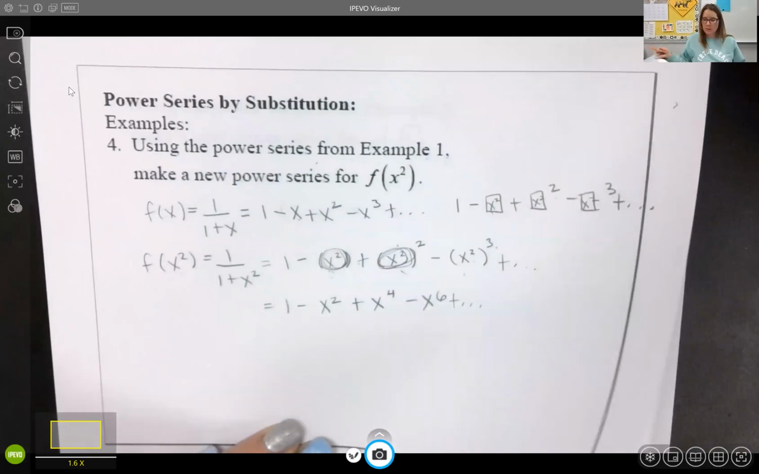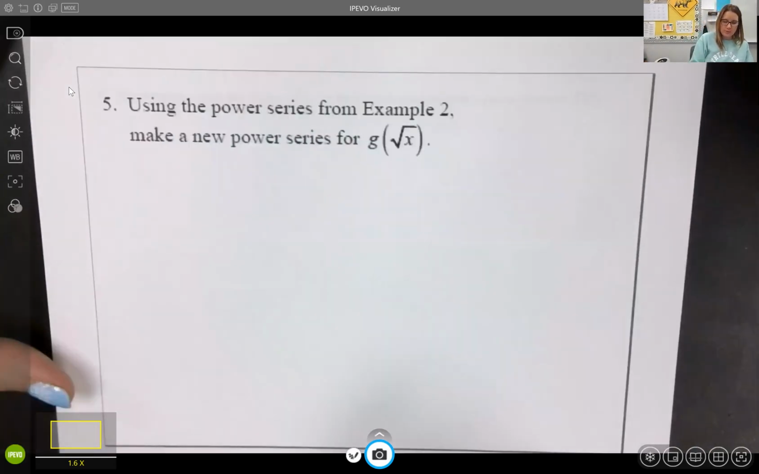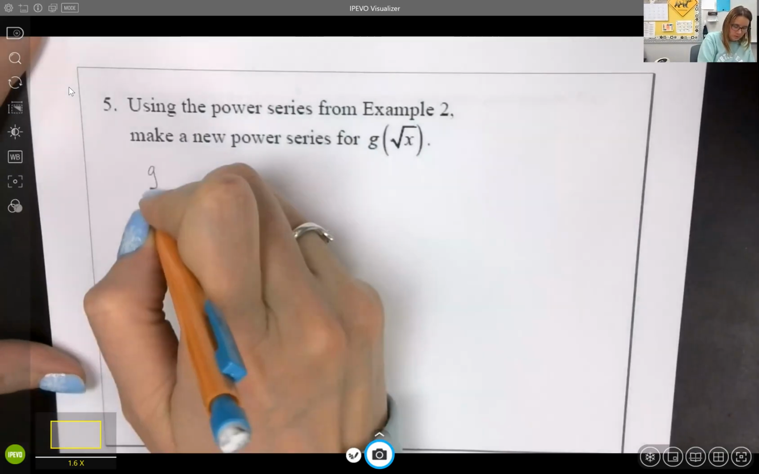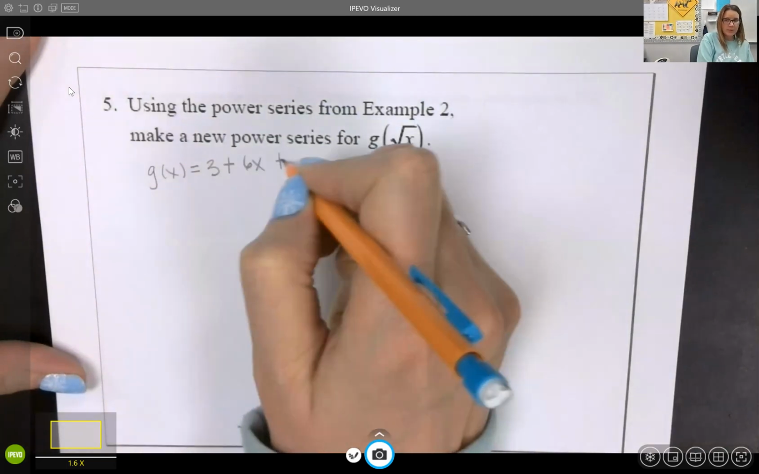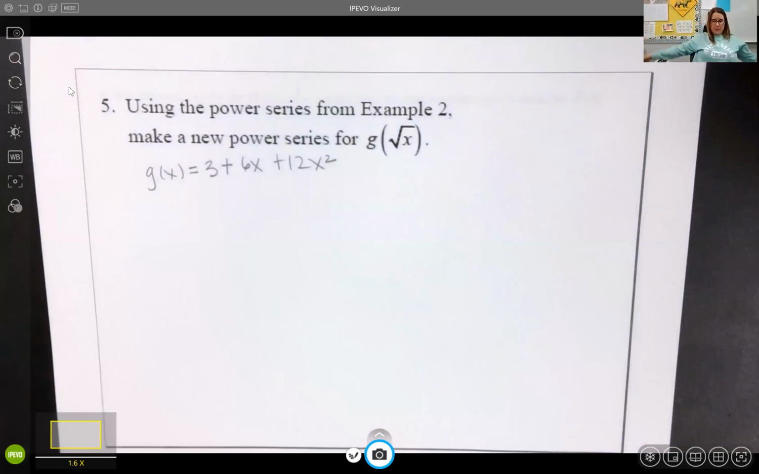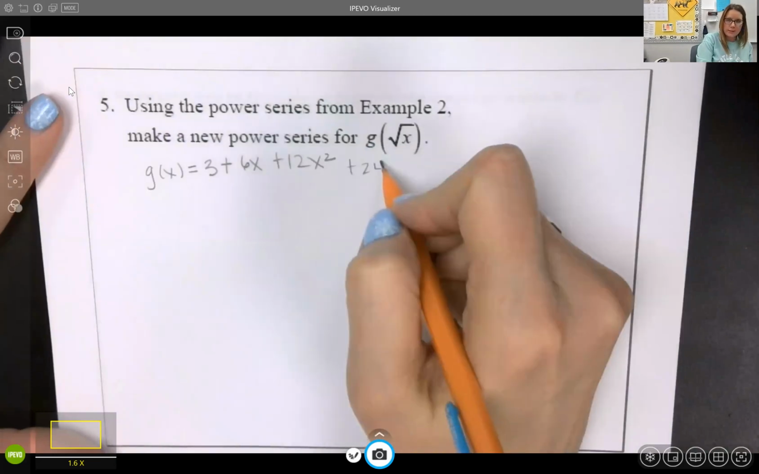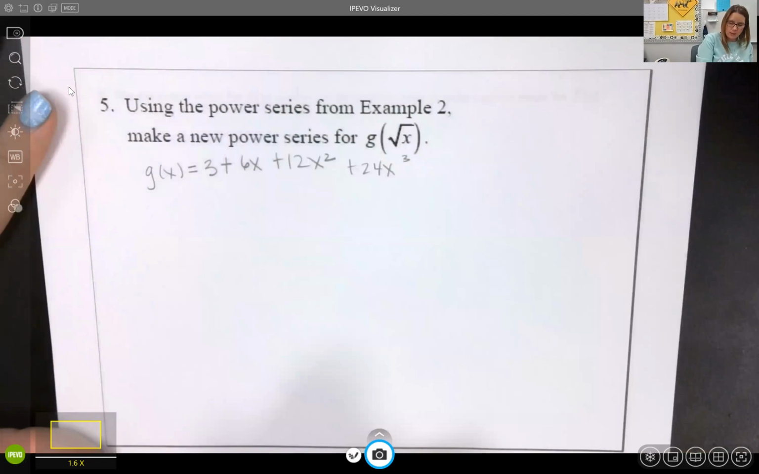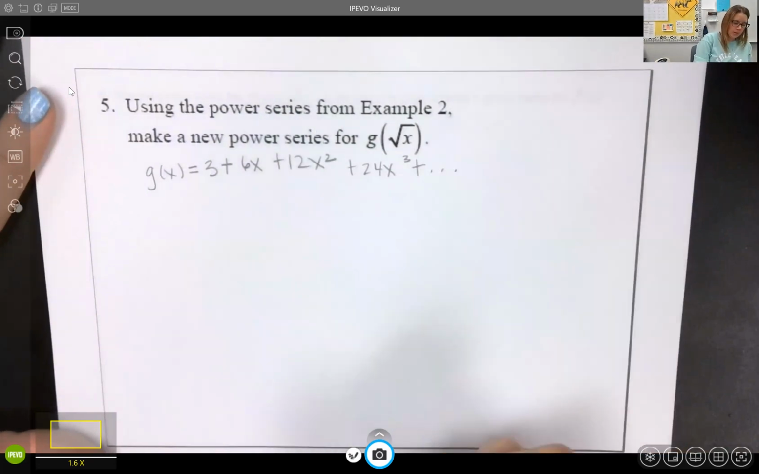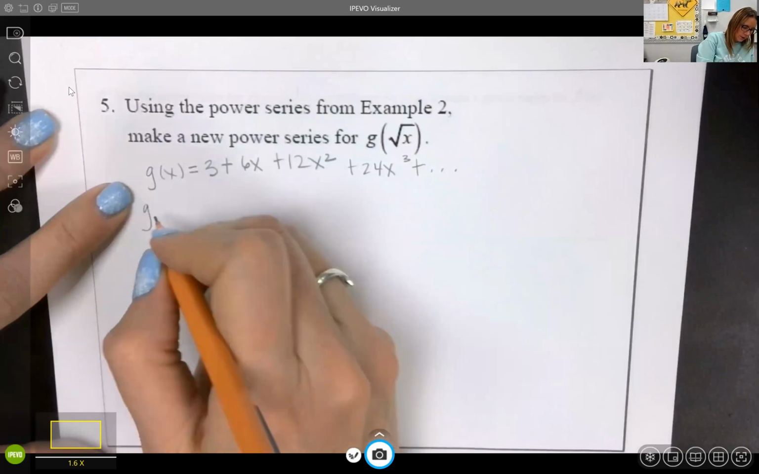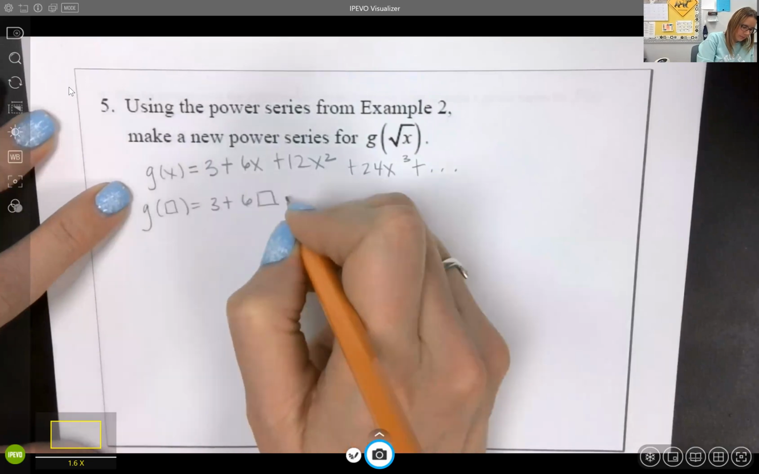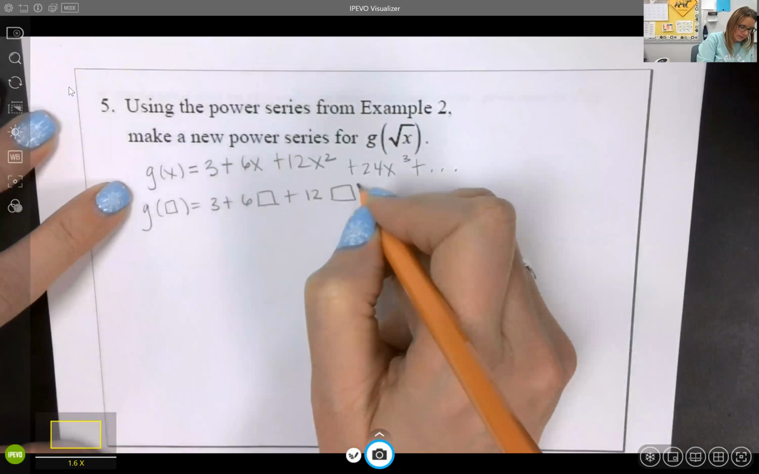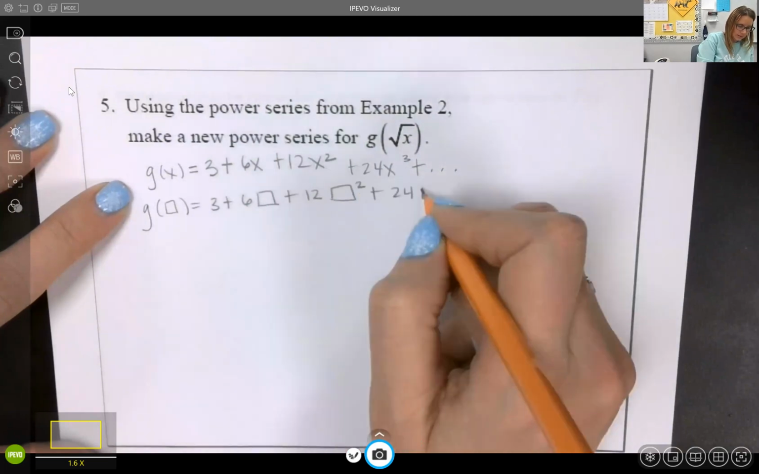All right, we do that one more time with g, and this is example 2. So let's write out example 2 real quick. So 3 plus 6x plus 12x squared. And then plus 24x cubed. So this was our original g of x on example 2. And I'm going to do g of box. So 3 plus 6 times a box plus 12 times box squared, 24 box cubed.